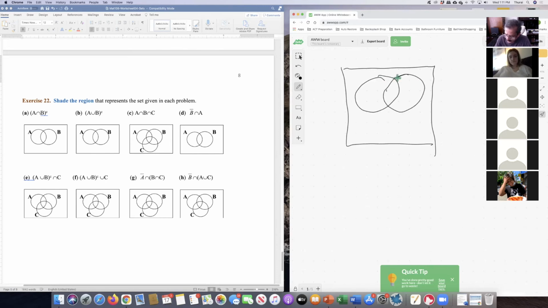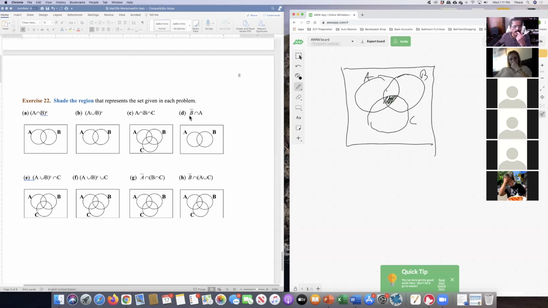So what is common to A and B would be this center portion, right? Well, what we are trying to find is what is common to A, B, and C, all three of them. So your solution is this part? Yes, that is correct. This is the part that is common to all three of them. So that's what you shade.